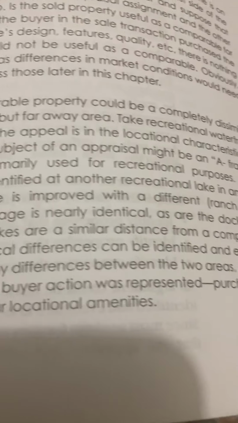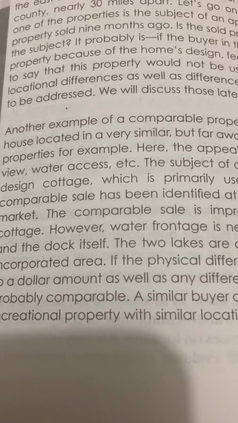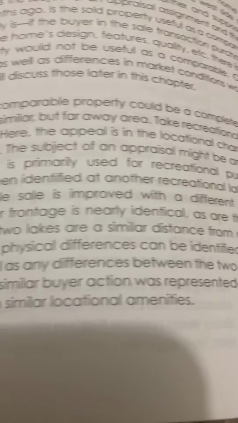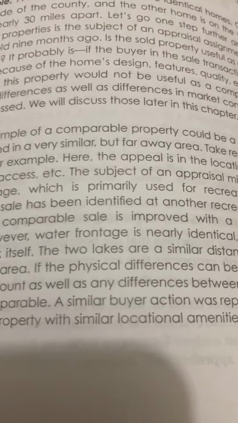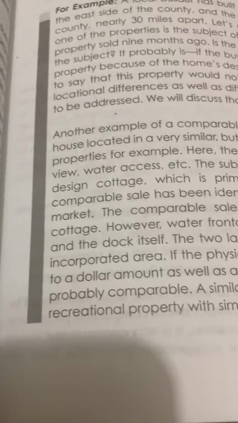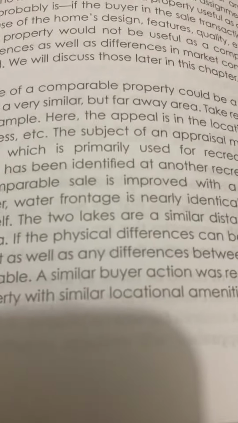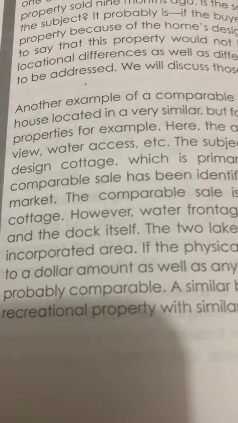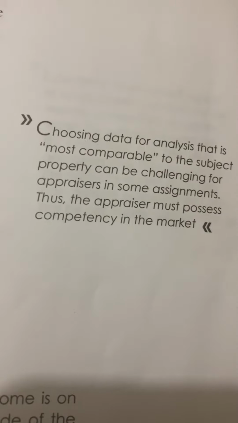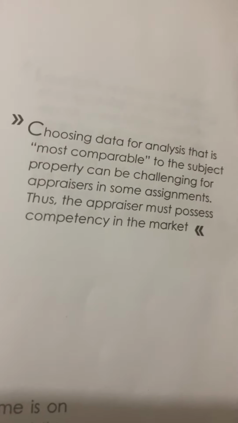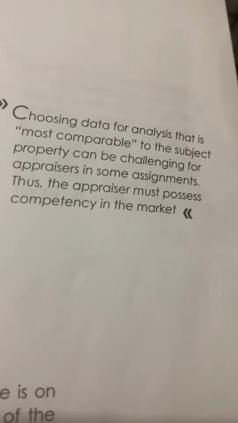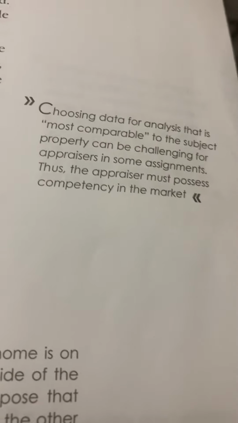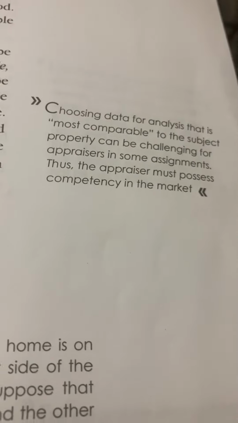The two lakes are a similar distance from the comparable incorporated area. If the physical differences can be identified and equated to a dollar amount, as well as any differences between the two areas, they are probably comparable. A similar buyer action was represented. Purchase of a recreational property with similar locational amenities. Choosing data for analysis that is most comparable or comparable to the subject property can be challenging for appraisers in some assignments. Thus, the appraiser must possess competency in the market.